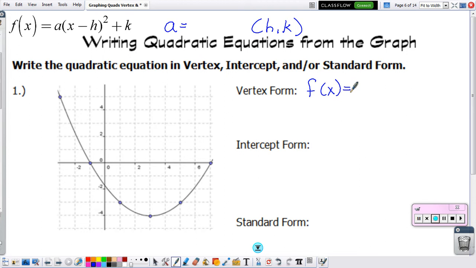So looking at our graph here, our vertex is 3, negative 4. So I'm going to go ahead and plug that into my equation, leaving space for the a. I have x minus 3. Don't forget the squared. That's what makes it a quadratic. x minus 3, quantity squared, minus 4. So you pretty much have the equation written, but now we need the a.